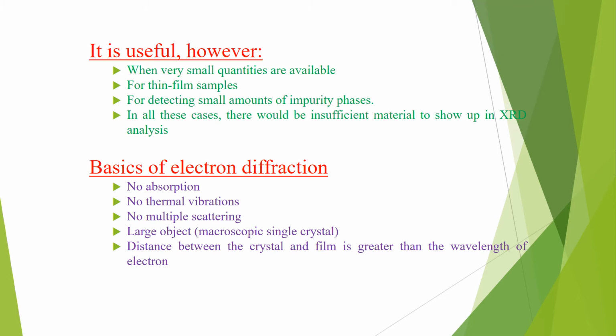Here are the basics of electron diffraction. In electron diffraction, no absorption occurs, no thermal vibrations are created, there is no multiple scattering, there is large object microscopic single crystal study, and the distance between the crystal and film is greater than the wavelength of the electron.